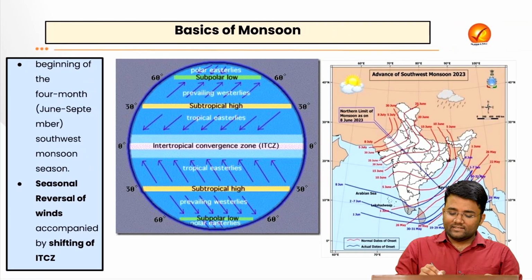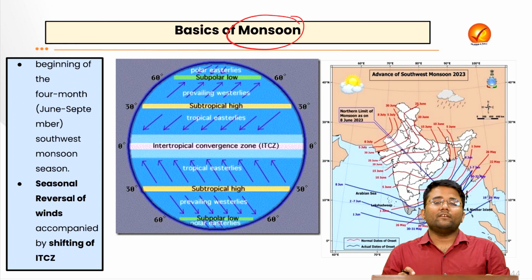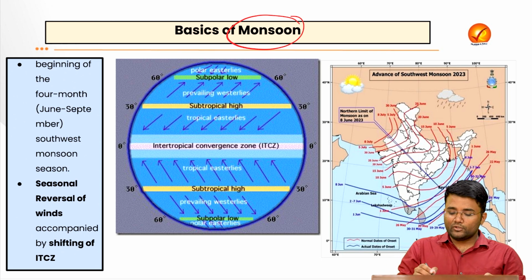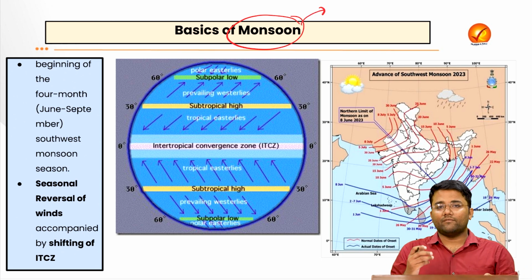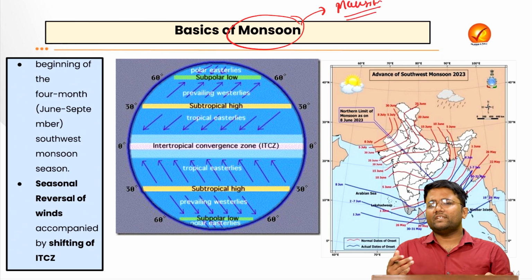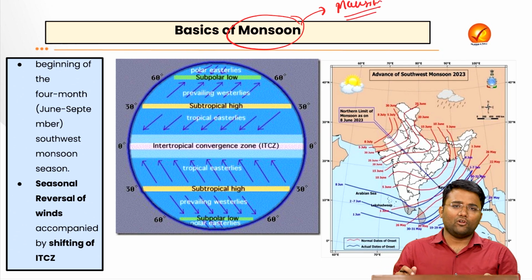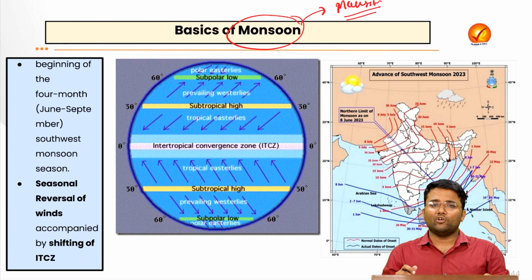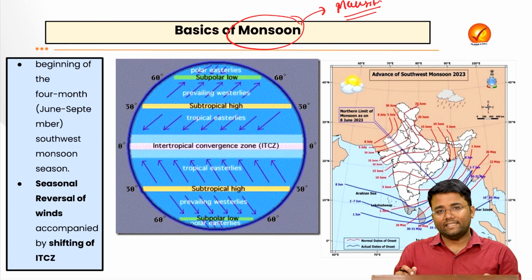Now let's try to understand the basics of monsoon first and then we will see the onset of monsoon. So monsoon is derived from an Arabic word Mausim, which means season. And the monsoon can be defined as the seasonal reversal of winds, which is accompanied by the shifting of the intertropical convergence zone or ITCZ.